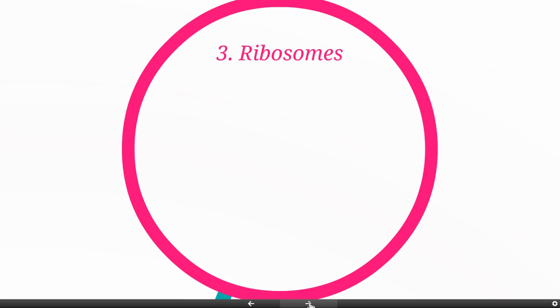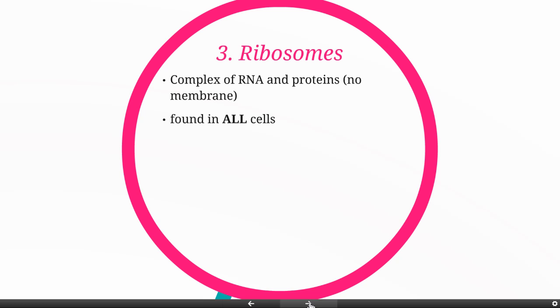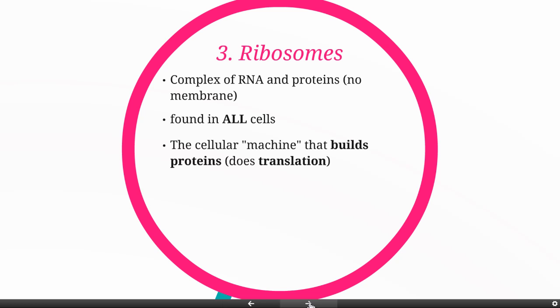Next, we have the ribosomes, which are built in the nucleolus of the nucleus. This is a complex made of RNA and proteins. This is an organelle that does not have a membrane around it, so it can be found in both prokaryotic and eukaryotic cells. This is a little cellular machine that's actually going to build proteins.